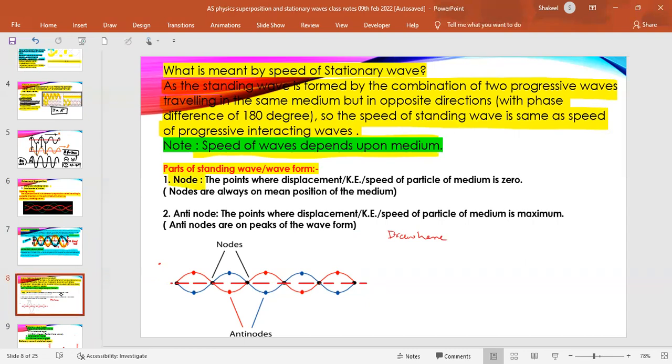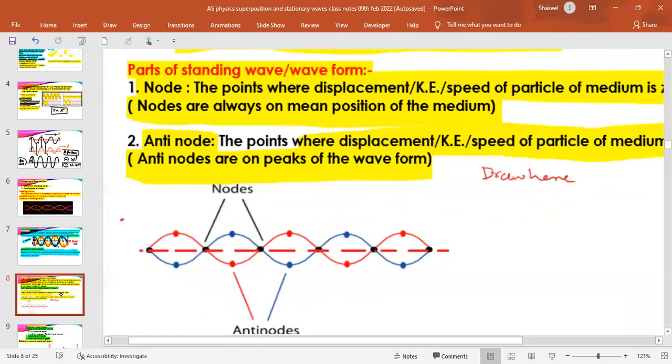The first one is node. This is the point where displacement or kinetic energy or speed is zero, and all nodes are always on the mean position. And antinode is the point where displacement, kinetic energy or speed is maximum, and antinodes are formed on the peak of the waveform.